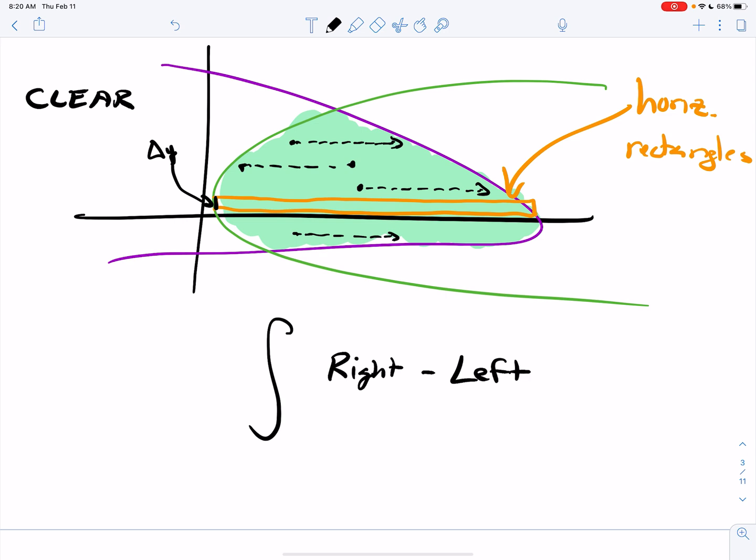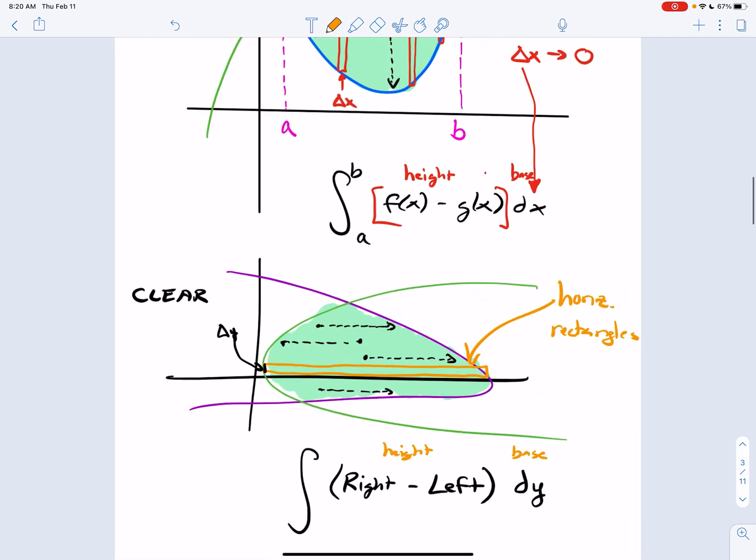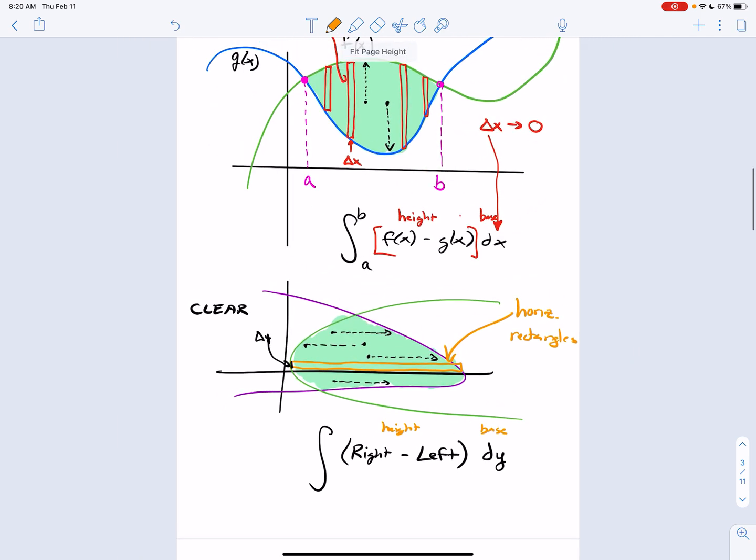When you have horizontal rectangles, you will always integrate with respect to y, okay? Your delta y is really your dy, and your right minus left really gives you your height. So same idea, just a different perspective. So something that you may be asking right now, well, why do we need to get fancy with it, right? Why do we need to integrate with a different variable? So I'll show you throughout the lesson why it's sometimes necessary, okay?